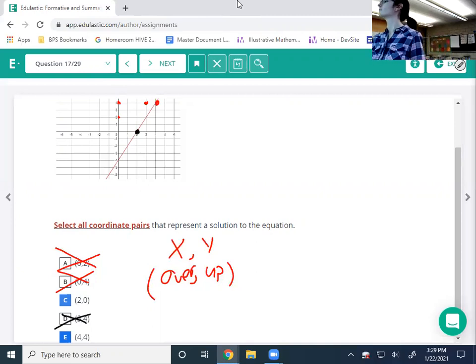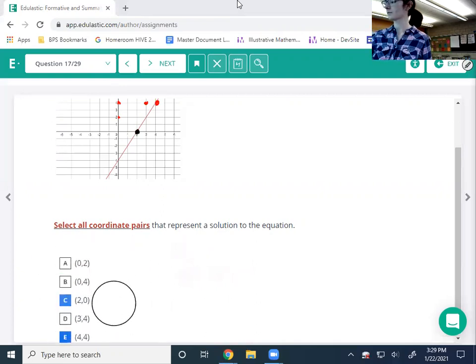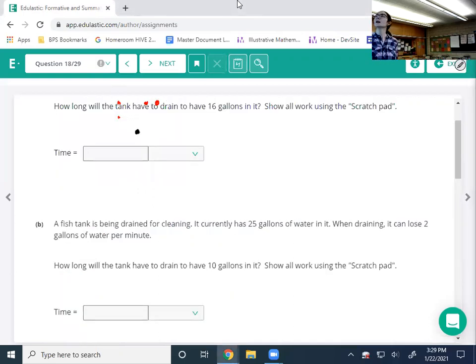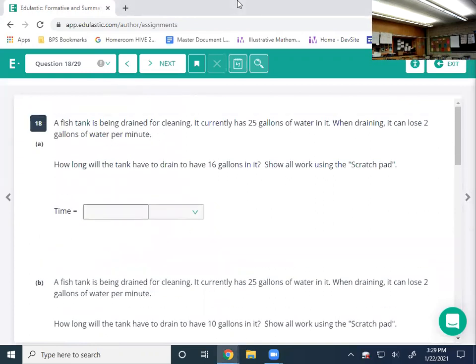Okay, last two. Here we go, number 18. A fish tank is being drained for cleaning. It currently has 25 gallons of water in it. When draining, it loses 2 gallons of water per minute. How long will it take the tank to drain to have 16 gallons of water in it? Show your work in the scratch pad or on a piece of paper.